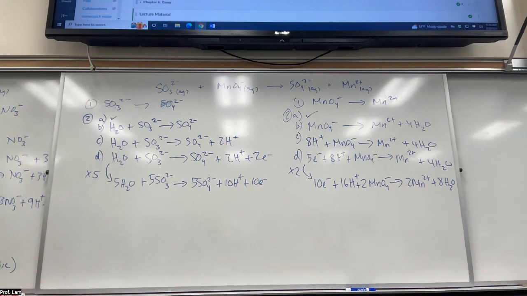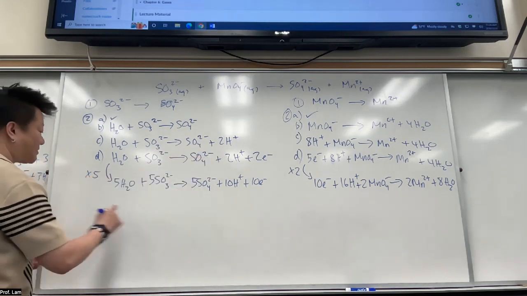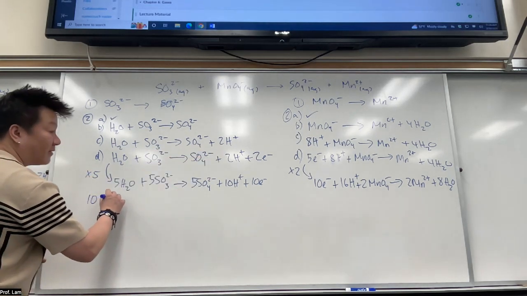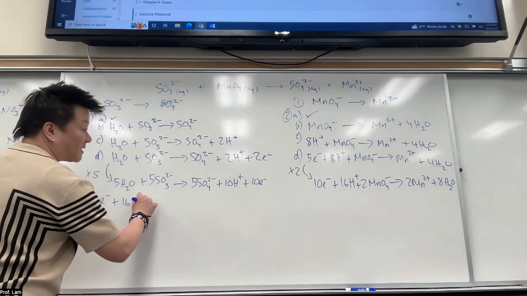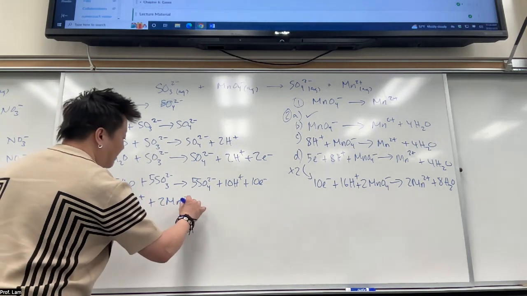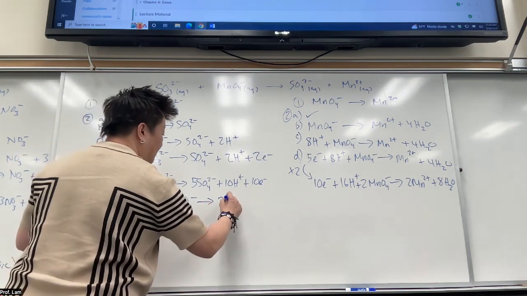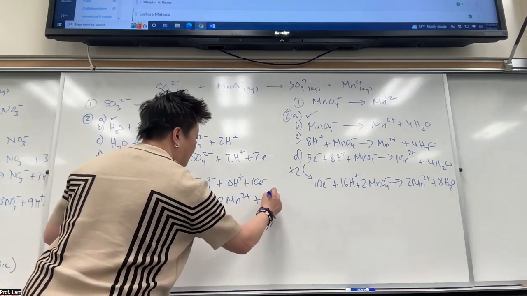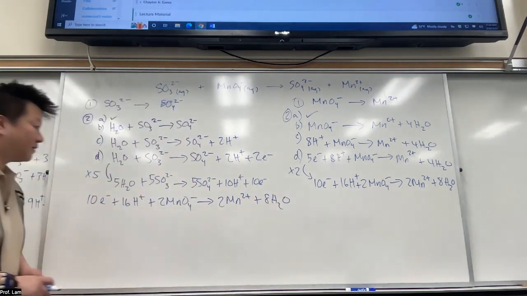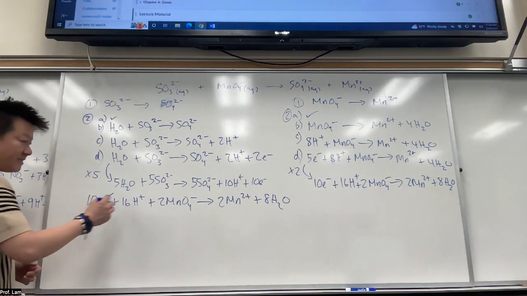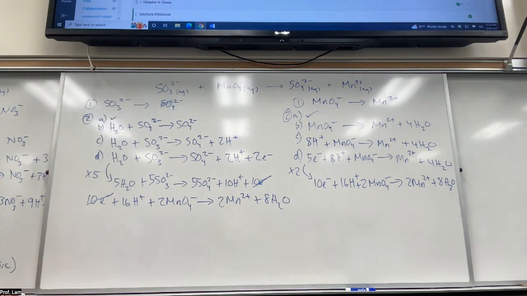Step 4, we're gonna add it back together, right? So remember the trick? Just put one underneath the other. This makes it so much easier to see. So I'm just copying that one right underneath this. Okay. Can you guys right away see the 10 electrons cancel, right? What else can cancel, everybody?